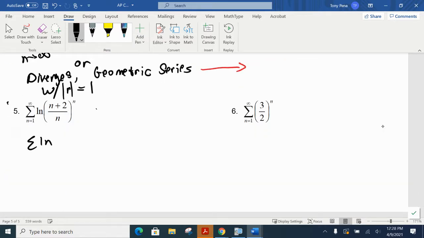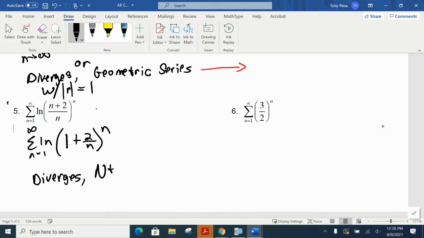Other thing we want to recognize is (n plus 2) over n. If we split that into two fractions, n over n is a 1, and then 2 over n would be 2 over n to the n. So this is going to diverge by the nth term test. This is not geometric, so we don't have to worry about that. So this is the nth term test.